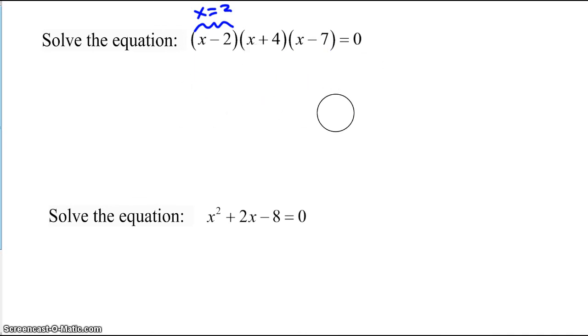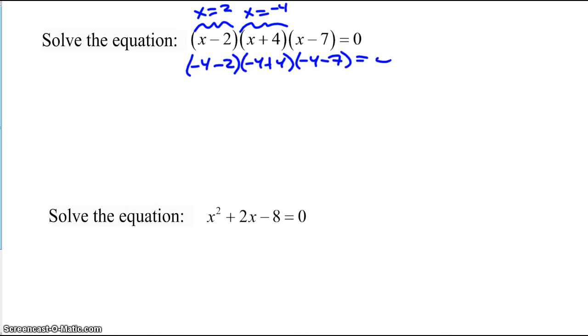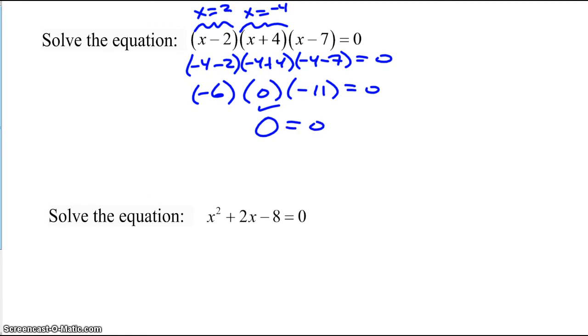Let me erase this, and let's look at the second factor. What would be the x that would make that 0? Well, that would be x equals negative 4. Let's plug that in everywhere. I've got negative 6 here, the middle thing becomes a 0, and I have negative 11. But because one of the factors is 0, the whole side is 0. So x equals negative 4 is a solution.